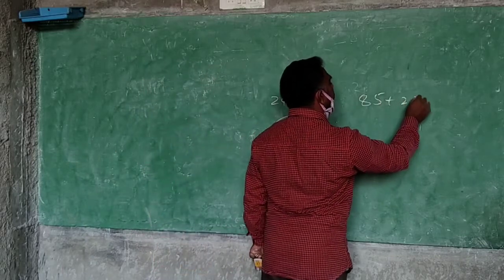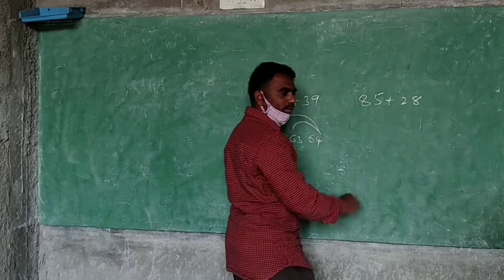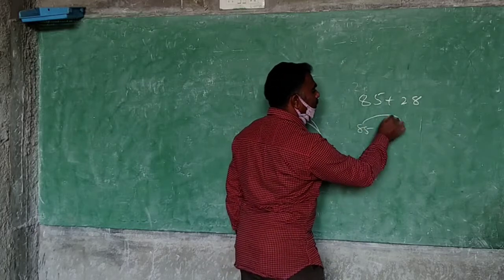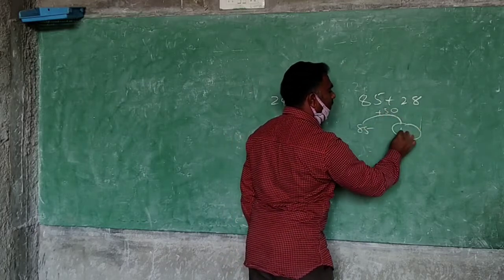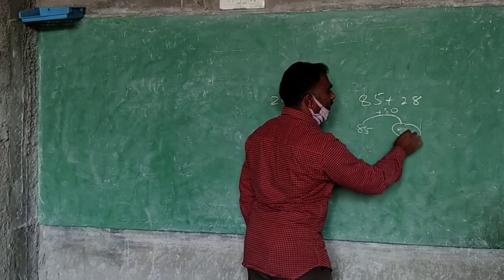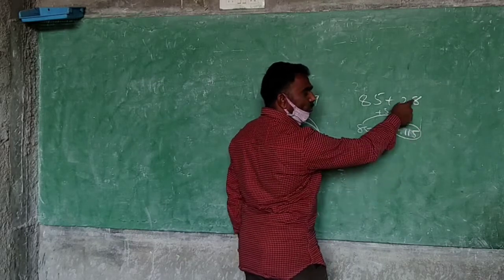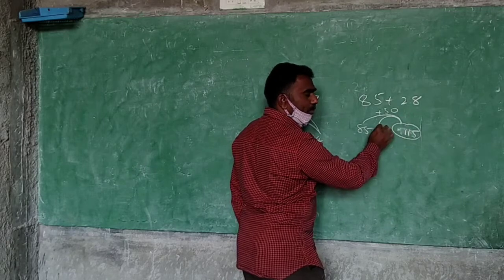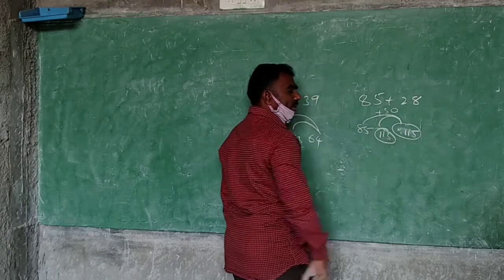85 plus 28. What will you do? 30. 85 plus 30. Means what is it? 115. Then what will you do? 2 extra taken, no. That's why 2 you will come back. Means what does it become? 113.